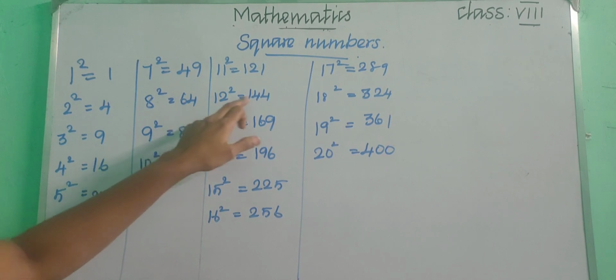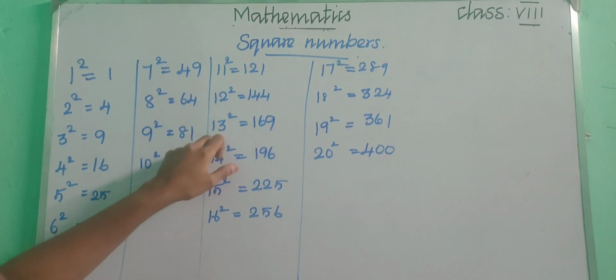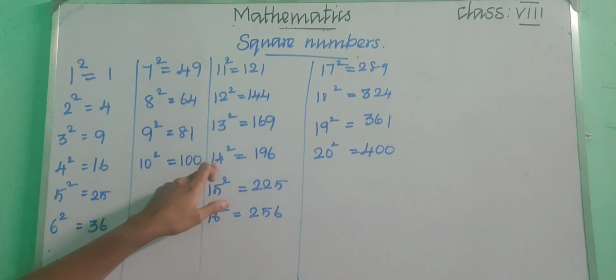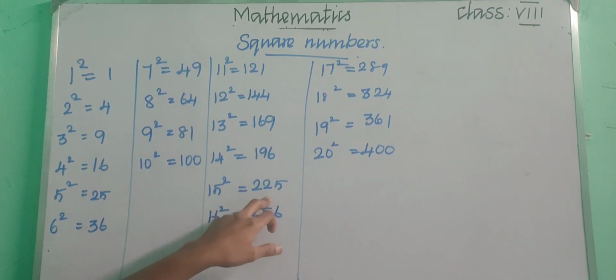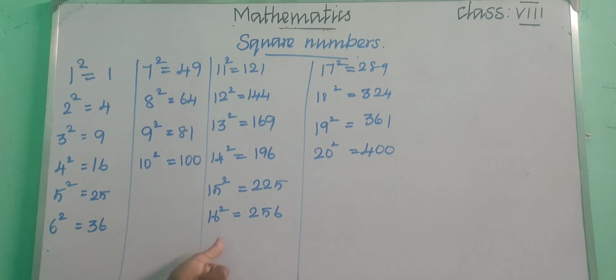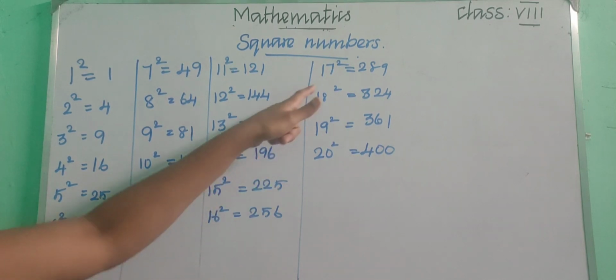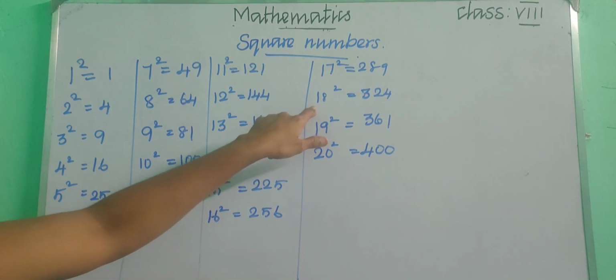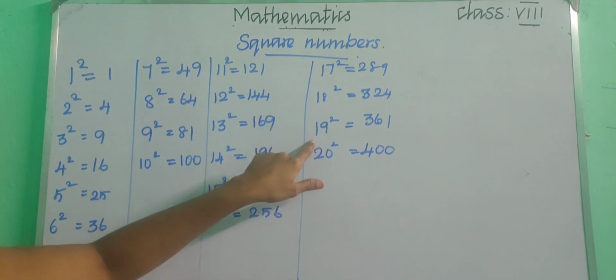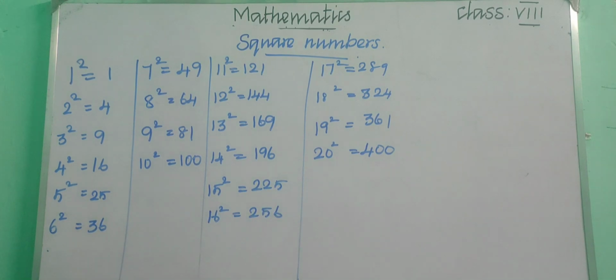12 12s are 144. 13 13s are 169. 14 14s are 196. 15 15s are 225. 16 16s are 256. 17 17s are 289. 18 18s are 324. 19 19s are 361. And 20 20s are 400.